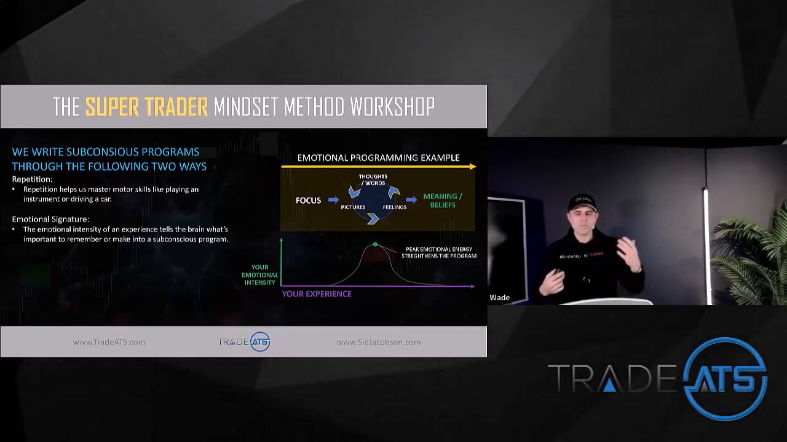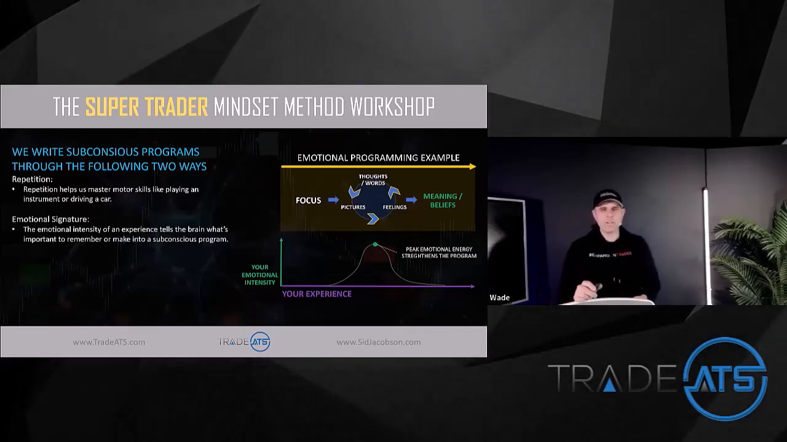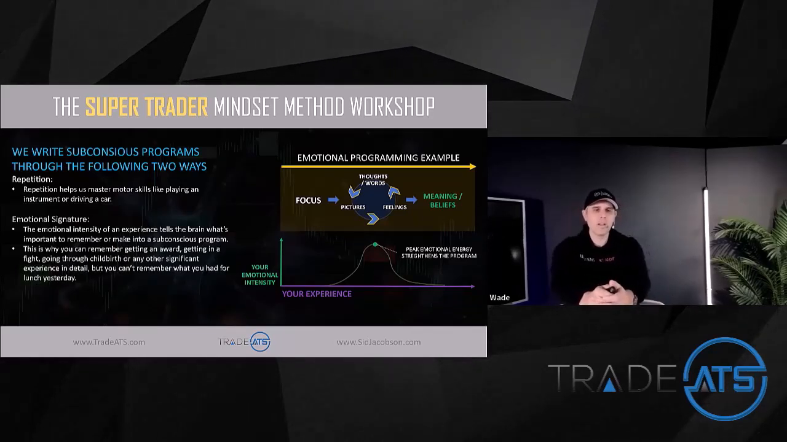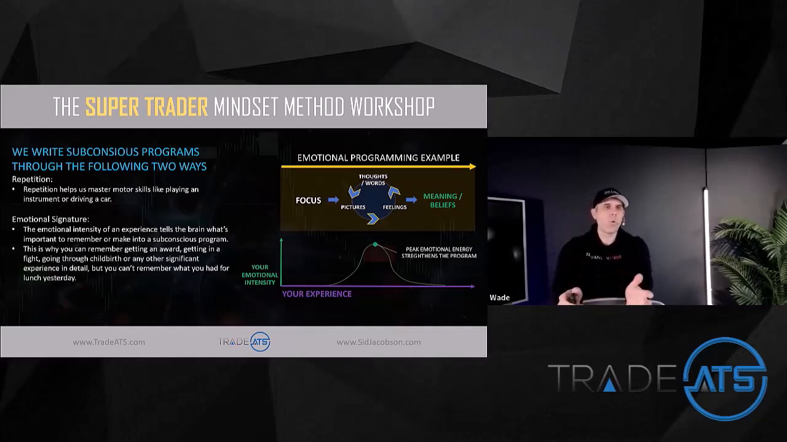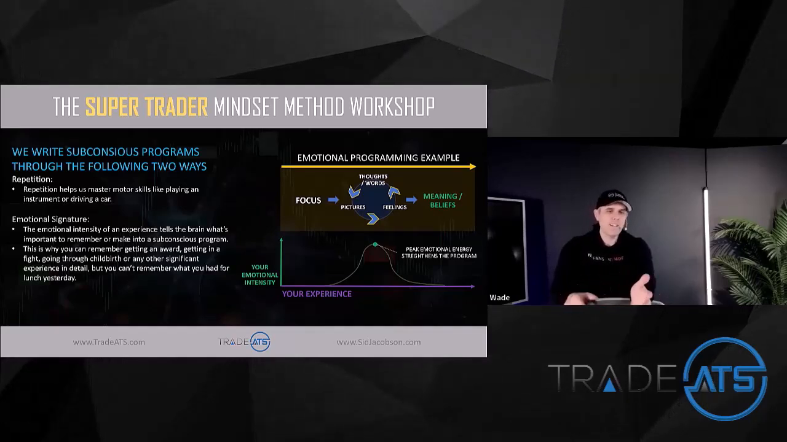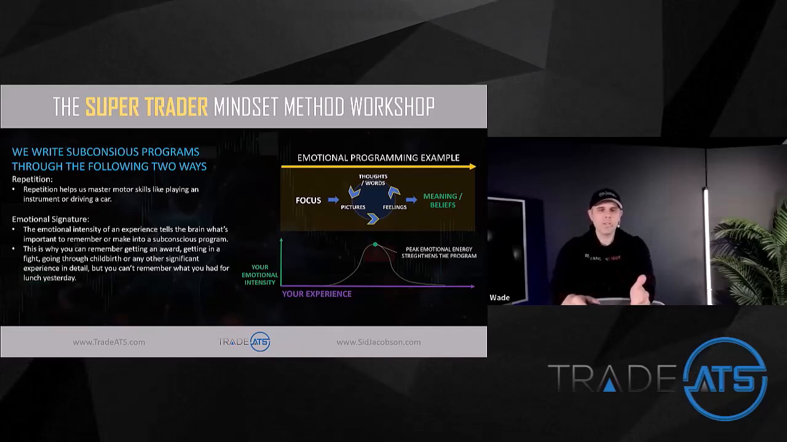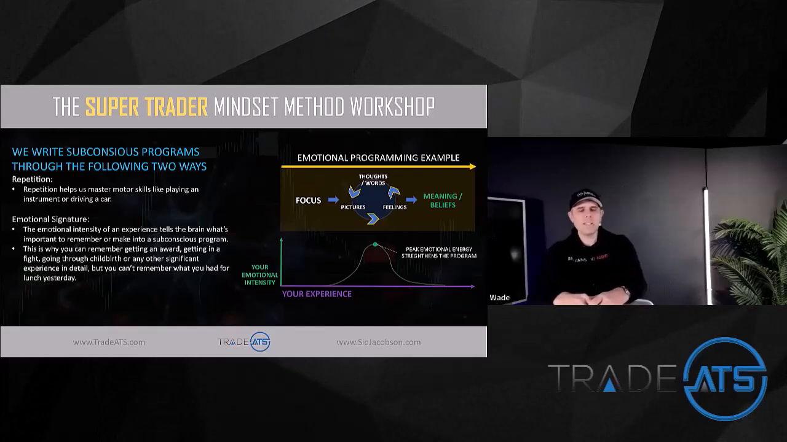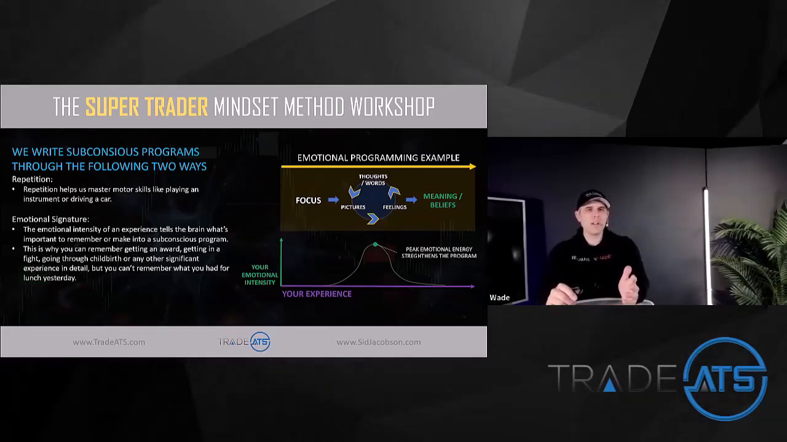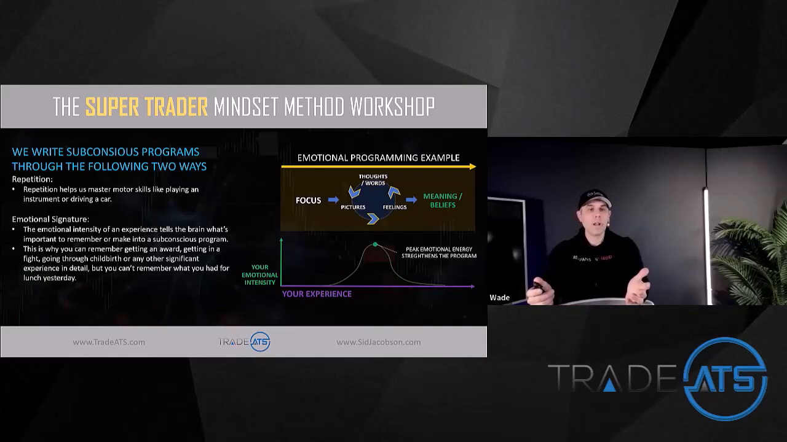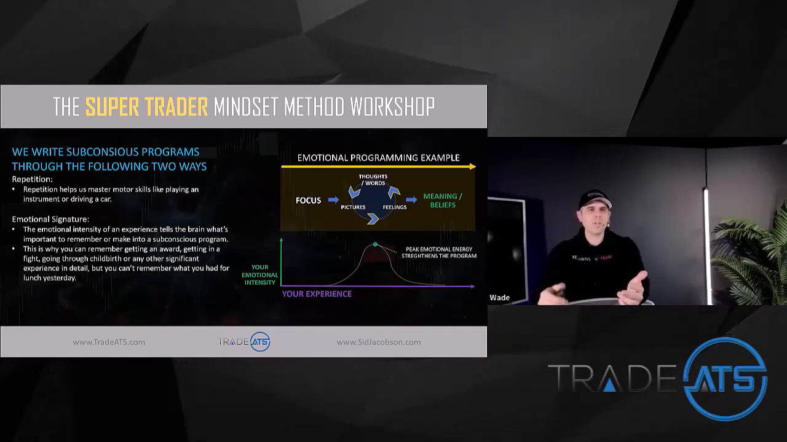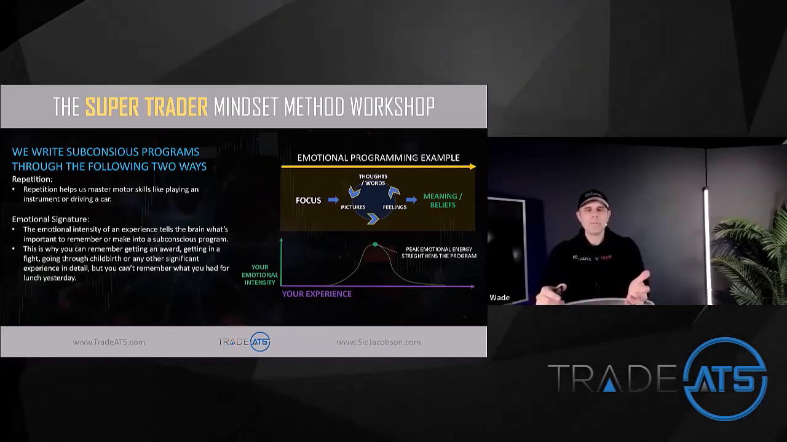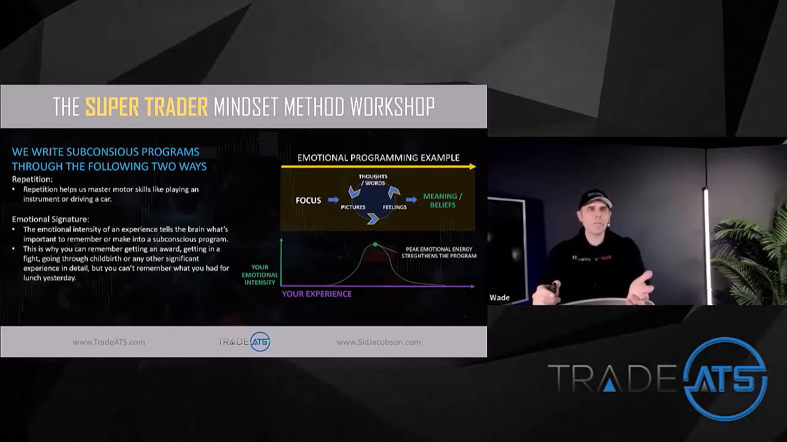So click through here. The emotional intensity of an experience tells the brain what's important to remember or make into a subconscious program. This is why you can remember getting an award, getting in a fight, going through childbirth, if you're a woman, or I guess a man there too, right? Or any other significant experience in detail, but you can't remember what you had for lunch yesterday, right? I mean, you have a program for eating, you chew, you do all this. Is it that emotional experience? Well, maybe if it's like an amazing meal, right? But overall, there's not a whole big emotional signature.